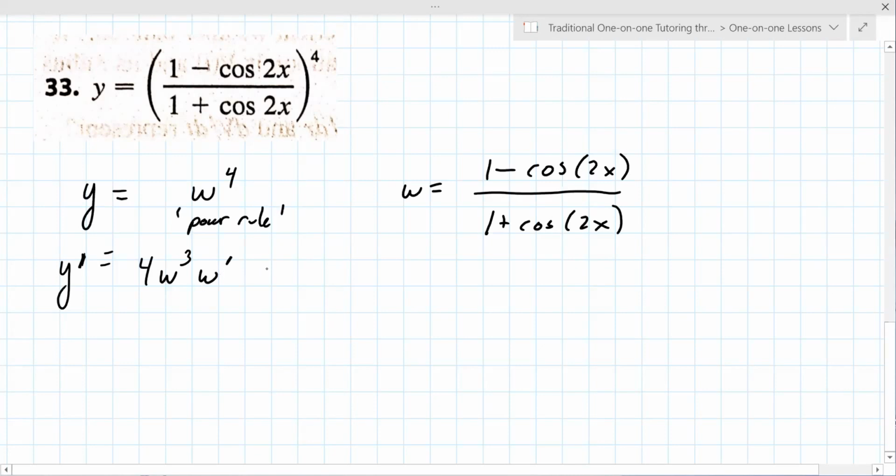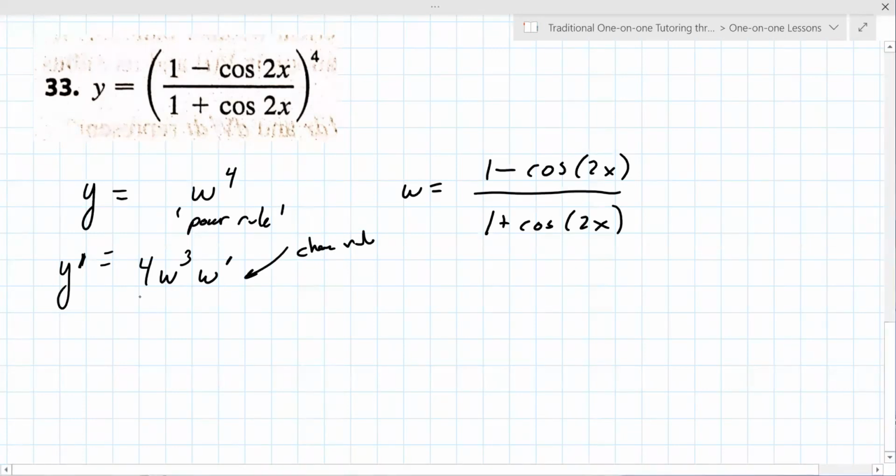And then w prime. This is the chain rule. So notice that power rule can have chain rule. Product rule can have chain rule. They all have chain rule. They don't tell you that when you start out because it would blow your mind. You'd just be like, oh my God, I don't understand. But they all have chain rule in there.